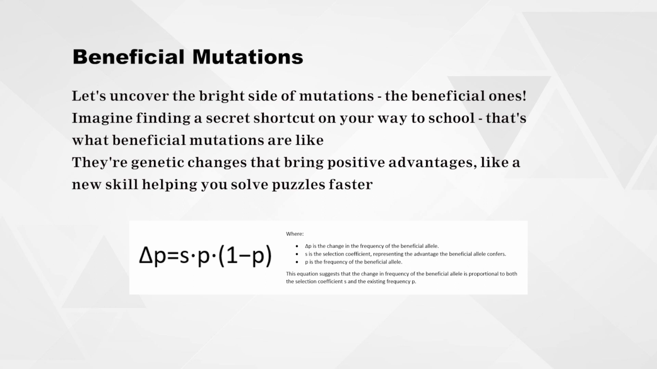Similarly, the opposite side of it is deleterious mutations. Imagine a typo in a recipe that turns your cookies into bricks. This is a funny example, but that's exactly what deleterious mutations are like. Deleterious mutations are like genetic blunders that bring negative effects. They can lead a healthy individual to a diseased one. They are like the villains in the movie. They often bring a lot of disadvantages in healthy individuals.